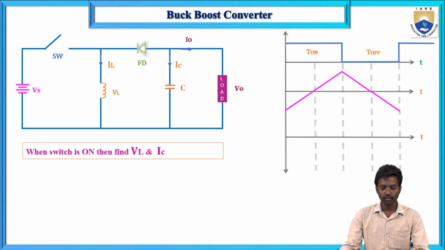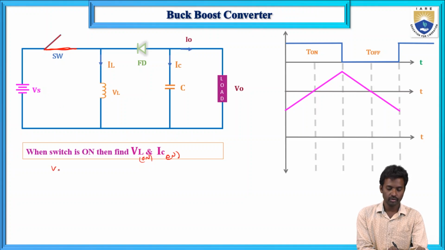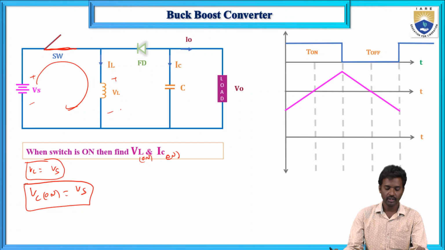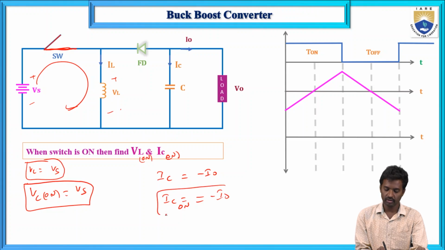Now in the buck boost converter, calculate VL on and IC on when the switch is on. When the switch is on, first VL on equals Vs only, with plus and minus polarities as marked. Next, IC on: there is no current here, so IC on equals minus I0 only. So this is the formula.